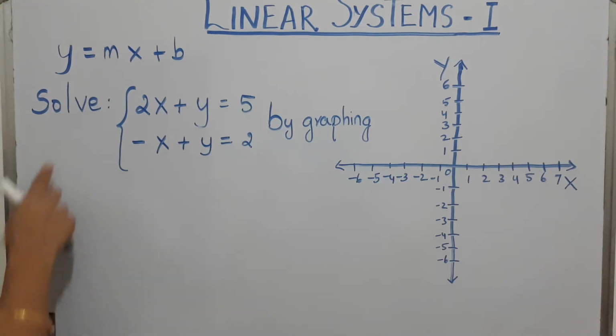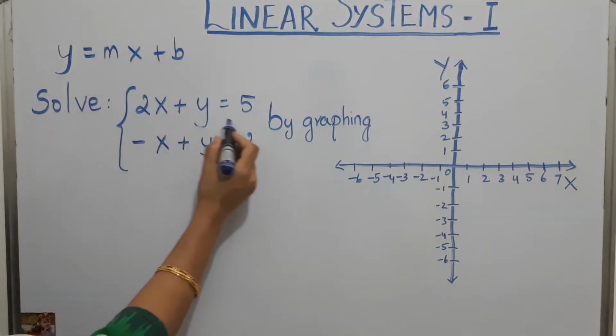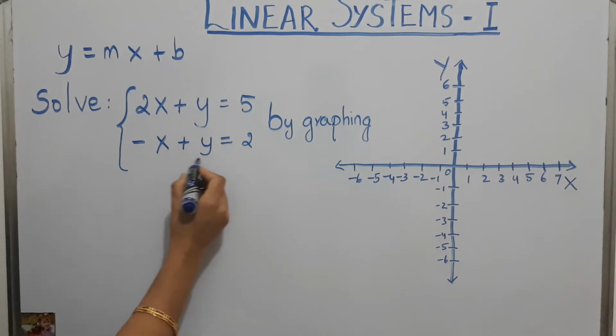First, let's see how we can solve them by graphing. You can solve a linear system by graphing and also by algebraic methods. Now we are going to solve by using the graphing method. There are two equations here: 2x plus y is equal to 5, and minus x plus y is equal to 2.